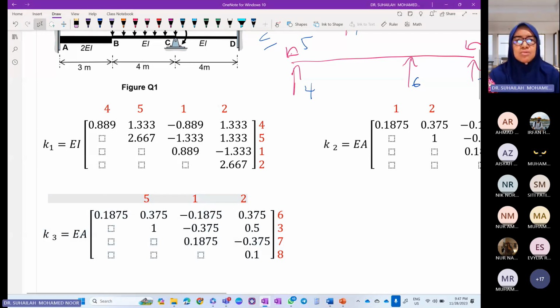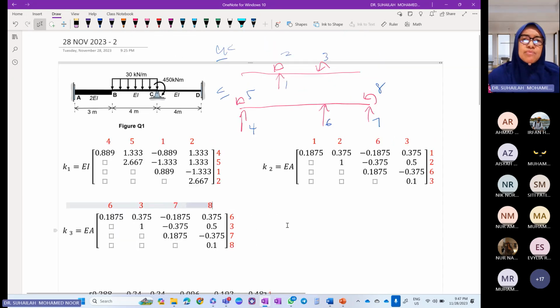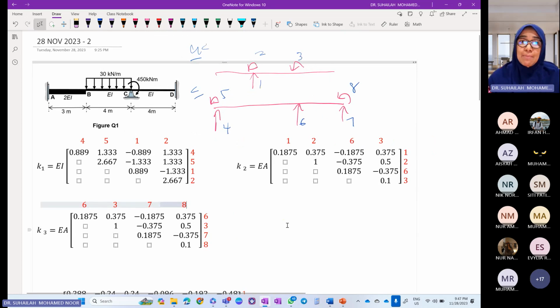You just have to substitute the simple value into the formula, and you just cannot calculate it. It is simple matrix only. Okay, so we have 3 values because we have 3 elements. We have member AB, member BC, and member CD.